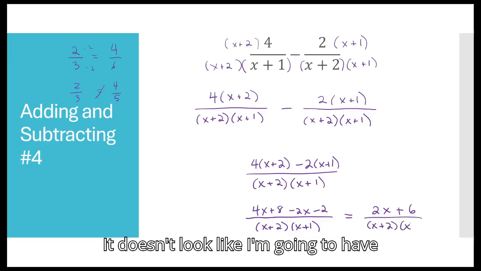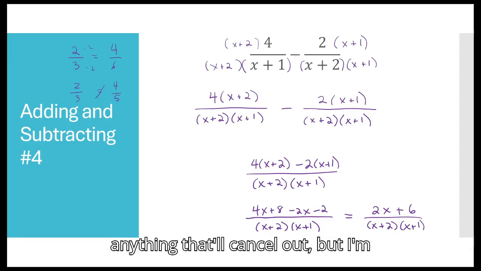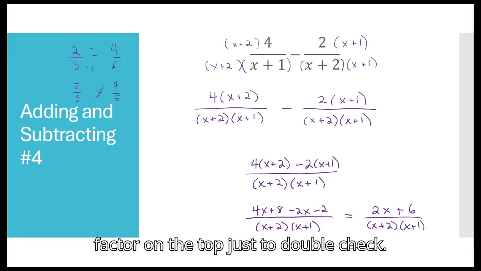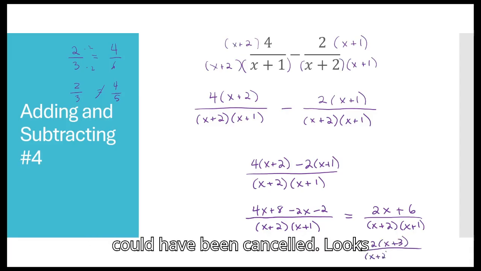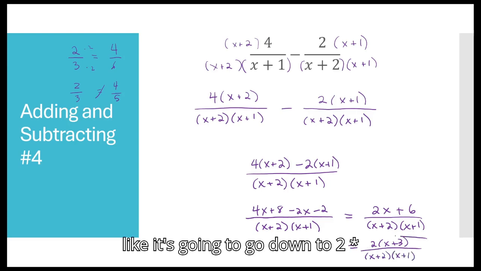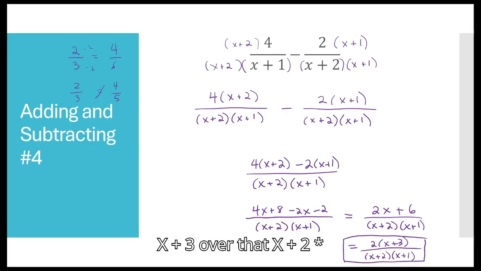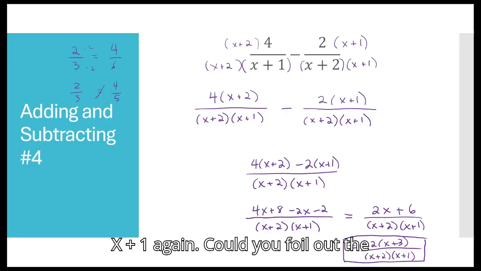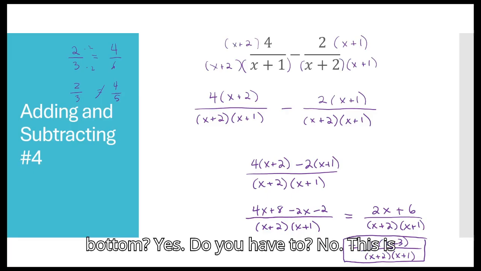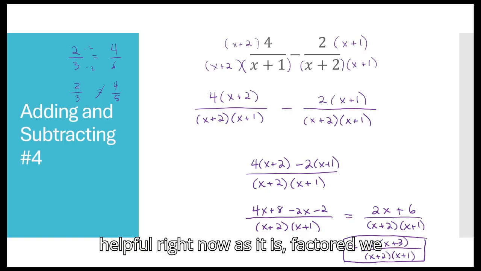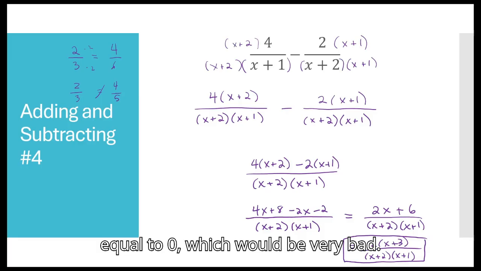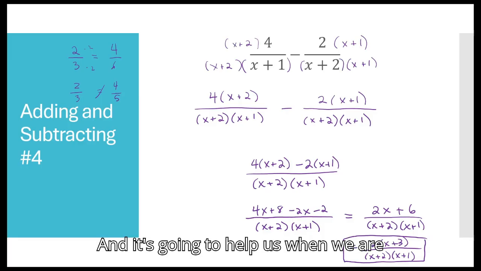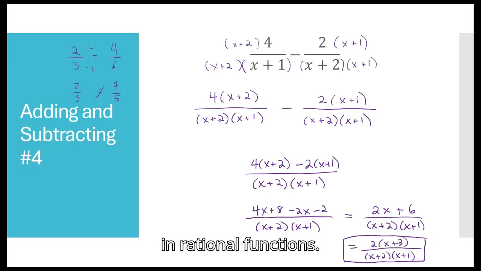It doesn't look like I'm going to have anything that'll cancel out, but I'm still going to take out a greatest common factor on the top just to double check, because we would hate to leave something that could have been canceled. Looks like it's going to go down to 2 times x plus 3 over that x plus 2 times x plus 1. Again, could you FOIL out the bottom? Yes. Do you have to? No. This is helpful right now as it is factored. We can see what would make the denominator equal to 0, which would be very bad. And it's going to help us when we are graphing these later when we're working in rational functions.